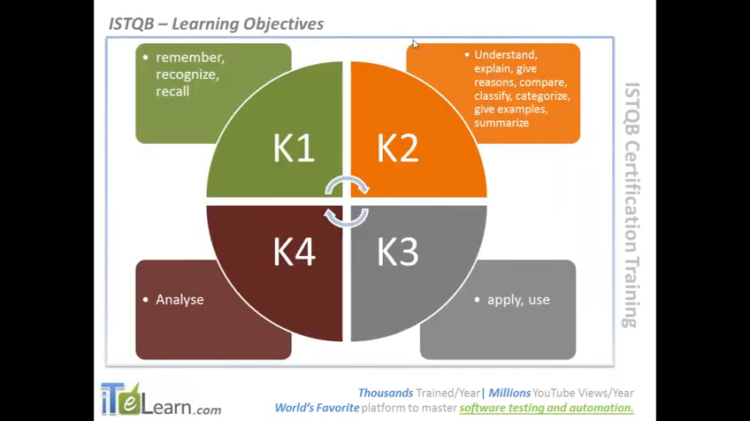Now, the most important thing is to understand how this ISTQB examination has been formulated. There are 4 different categories of things that we need to learn throughout the course. The first is K1. K1 type of question is a type of question which will test your remembrance, recognition, or recall skills. K1 type of questions will enable you to understand the concepts which you should be able to remember, recognize, and recall.